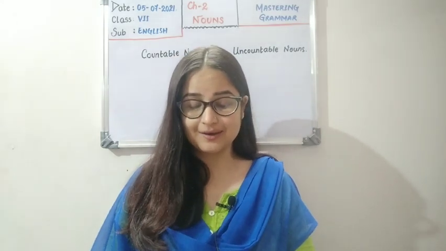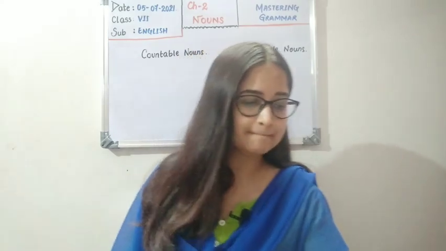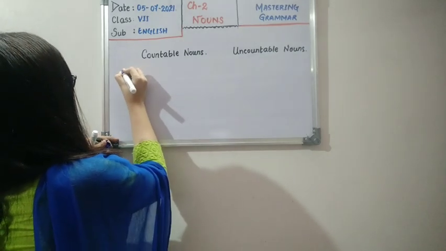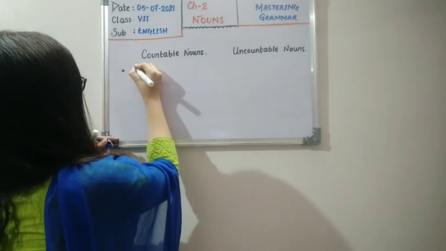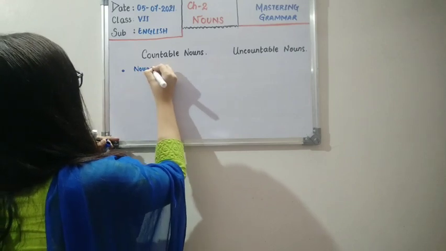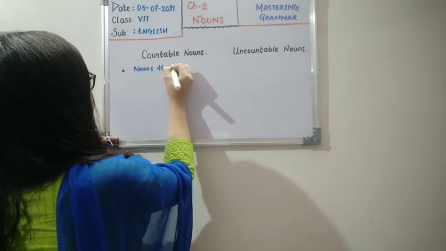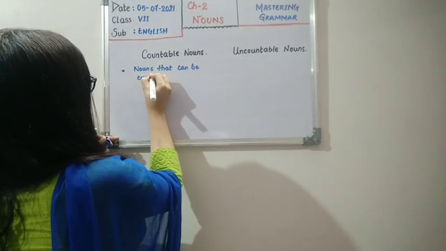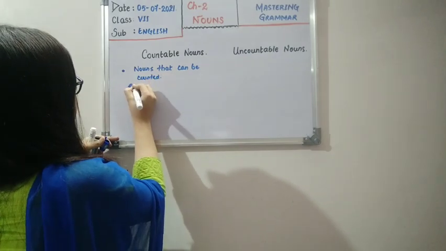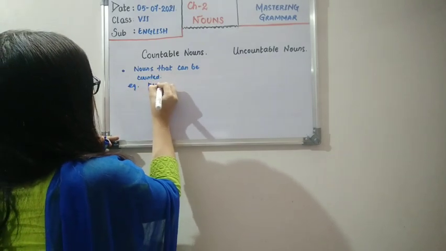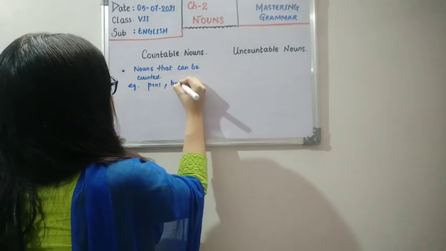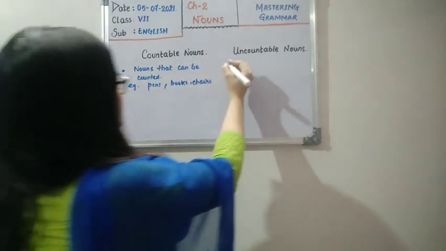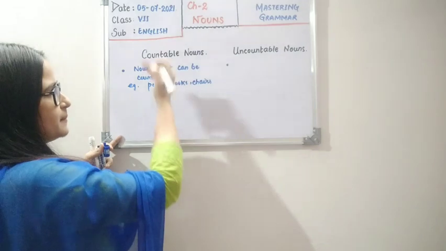Now children, moving to some features of both of these, let's discuss some features. This one, obviously I told you, is nouns that can be counted. Examples are pens, books, chairs. We can count these things, right? Books, chairs, we can count them. So here obviously it's completely opposite, completely different to this one.